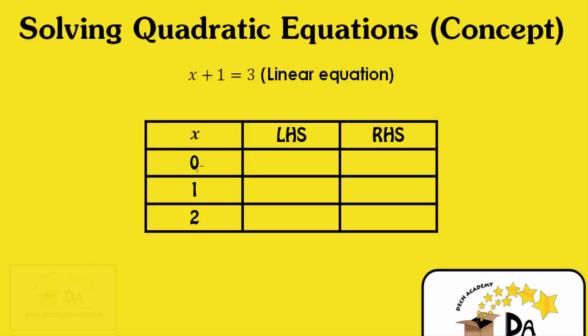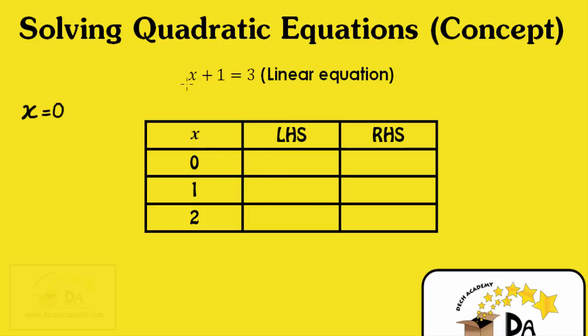So the first potential solution is the case where x is equal to 0. In order to test the validity of this solution, we need to replace x with 0 in the given equation and then compare the left-hand side and the right-hand side. If the left-hand side value is equal to the right-hand side value, then we know that x equals 0 is a solution. If it's not, then we know it's not a solution.